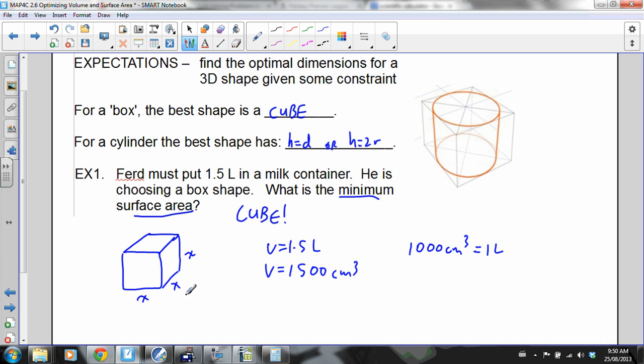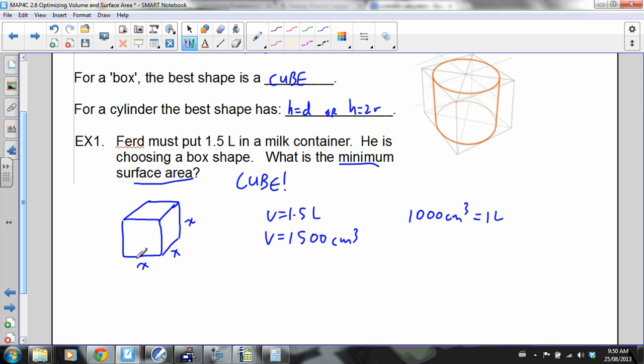So the volume of a rectangular prism, a cube, is just length times width times height. It happens to be x times x times x, which is x cubed. And we know that x cubed has to be equal to 1500. Length times width times height is all there. And basically, it's this fact we're using where length, width, and height are all the same. And now what are we doing? Well, we've got to take the cube root of both sides.